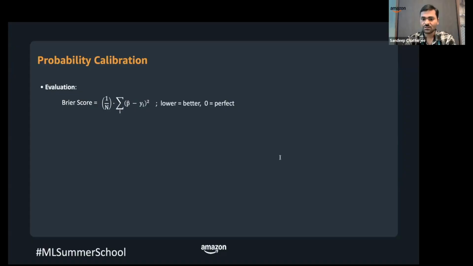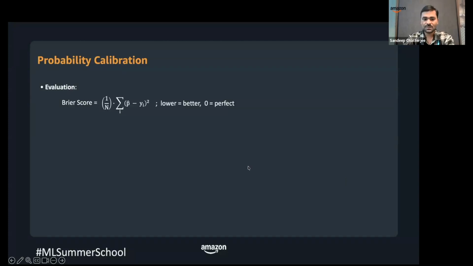So let's look at its formula. This is 1 by n summation of (p hat minus yi) squared, and if it is lower it is better, and if it is 0 it is perfect. Because it's an error metric, lower is better. If you look closely, you will recognize it's simply the mean square error, but instead of the normal MSE, it is applied to predicted probabilities versus the actual outcomes.